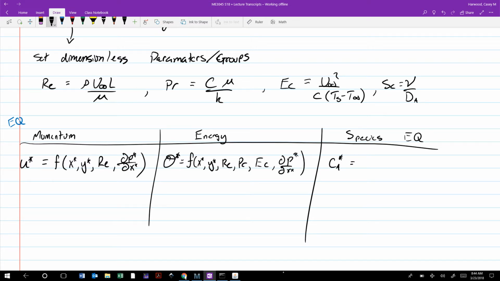And the species equation is going to be a function of, once again, x star, y star, Reynolds number, the Schmidt number, and the dimensionless pressure gradient. So what this is saying is, if we were to solve these, this isn't saying we know the solution. We're just saying that if we were to modify any one of these particular variables in the governing equation, we would expect it to affect this solution.